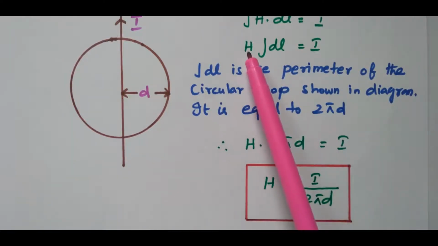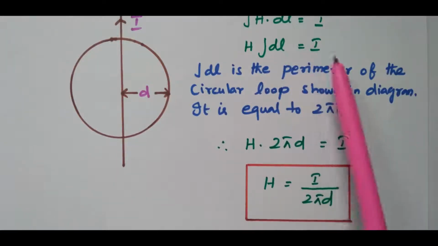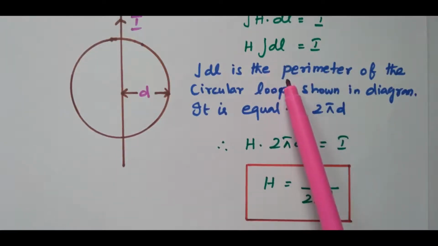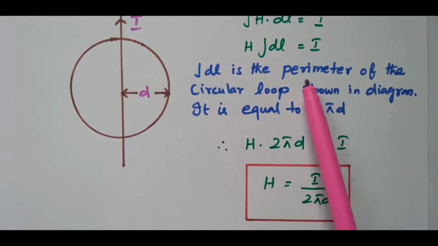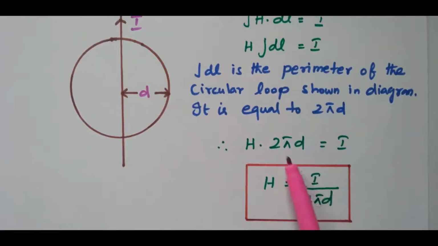So integral H dot dl equal to I, that is H into integral dl equal to I. Integral dl is L, the perimeter, which is 2 pi d. So we can replace integral dl with 2 pi d. So H times 2 pi d equal to I. So H equal to I divided by 2 pi d. This is the magnetic field intensity due to a long wire.